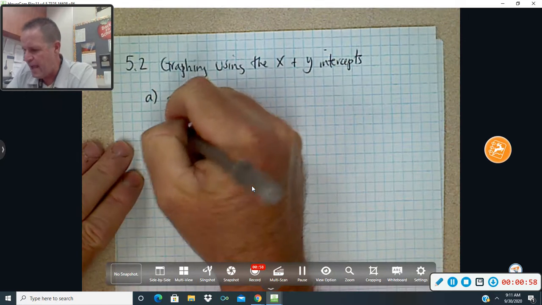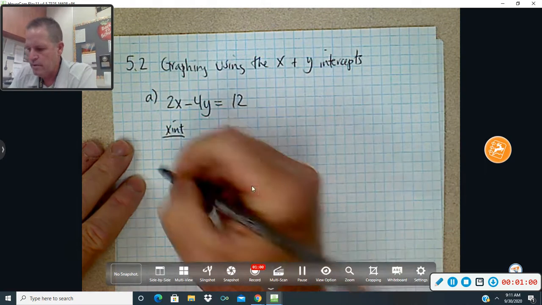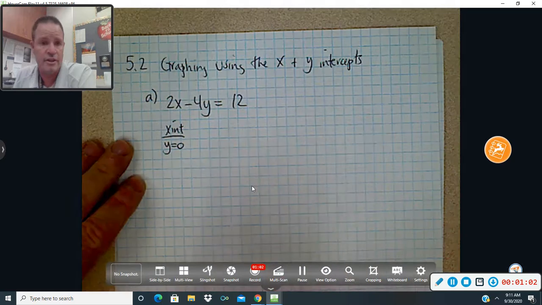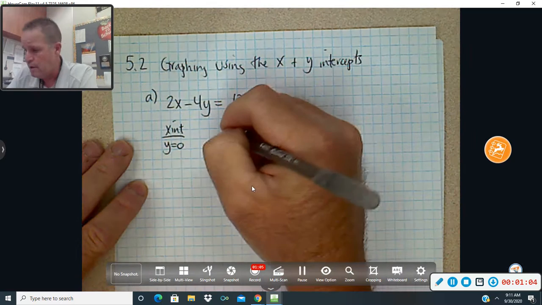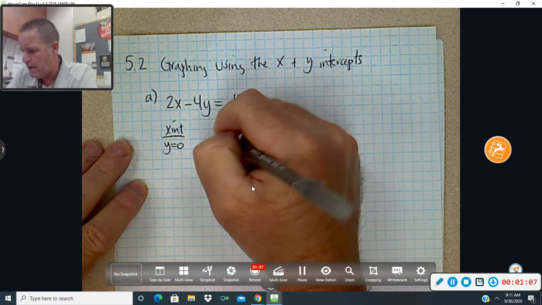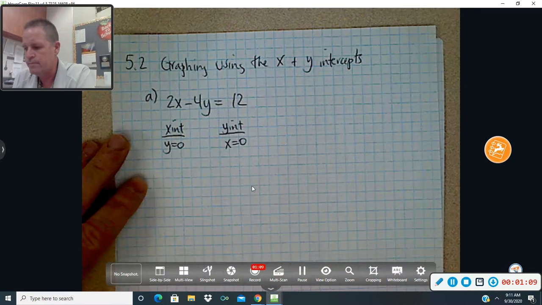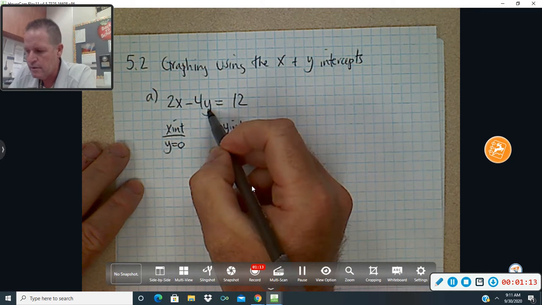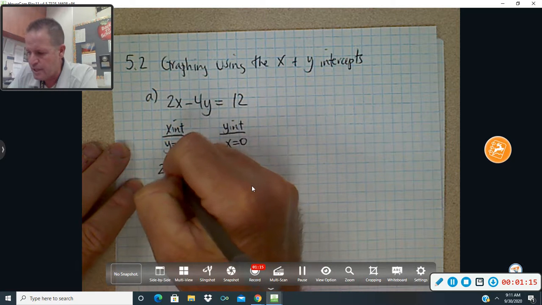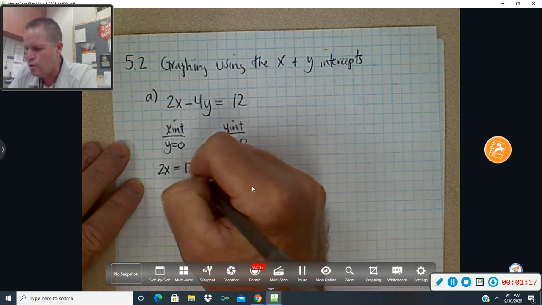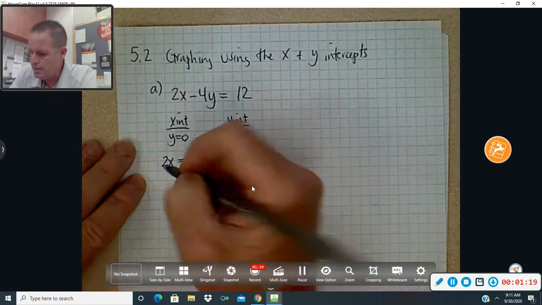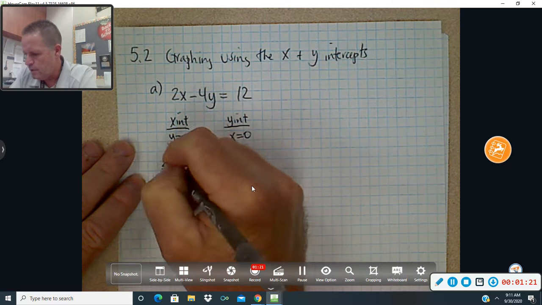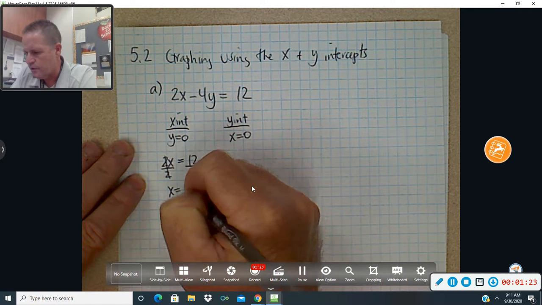Well, I find the x-intercept by saying y equals 0. So good thing is there's not much new work here. The y-intercept I find by doing x equals 0. So I take 0, put it in as y. Okay, so that's going to give me 2x equals 12. Divide each side by 2 to get x equals 6.